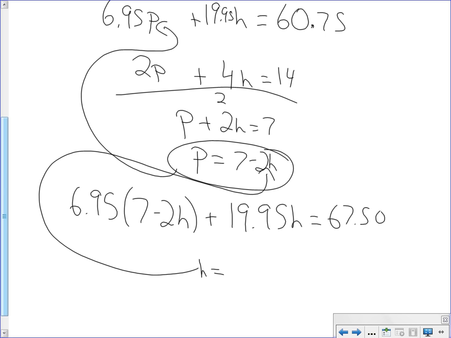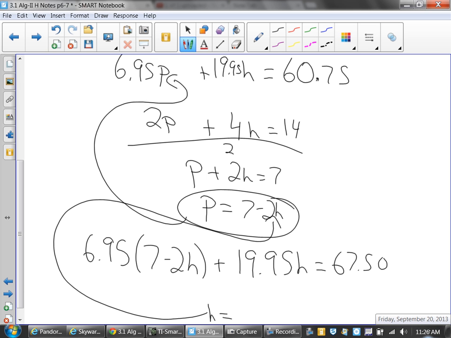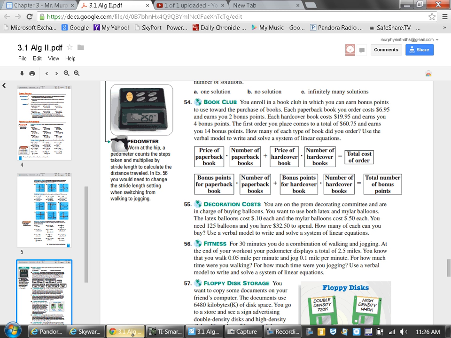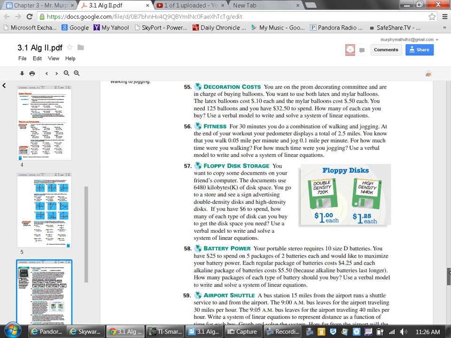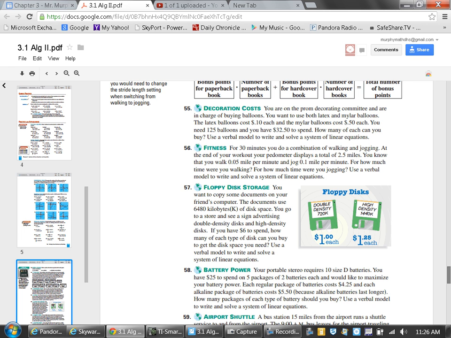Okay. And you use the same exact method when you talk about decoration costs or the floppy disks or the other ones. Which one do you want to do? I only want to do one more of them. 65. I will do 65. Which one of these did you want to do? All right, 55. 55. All right.